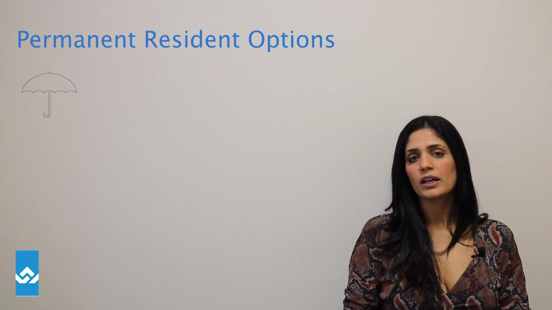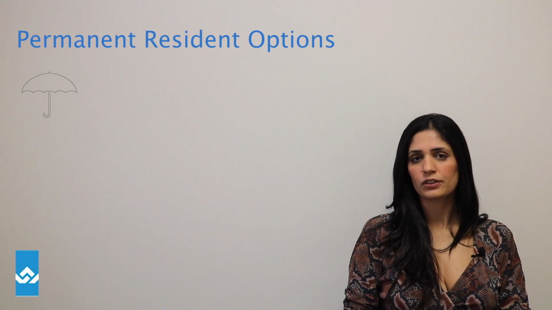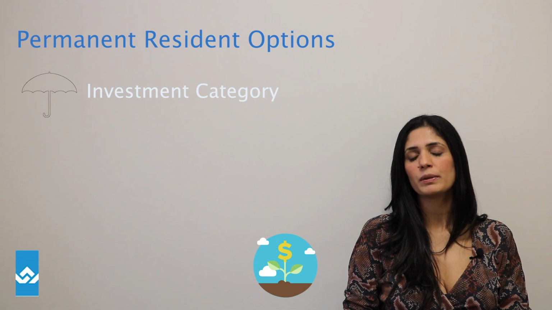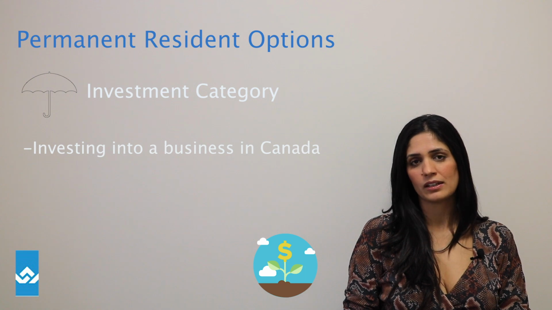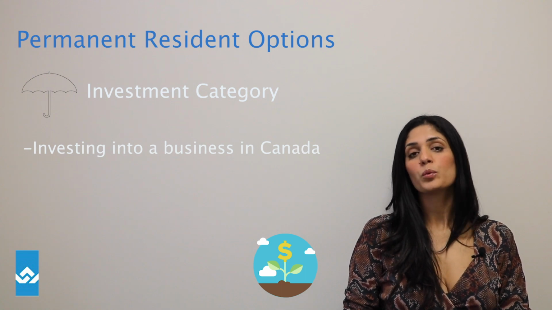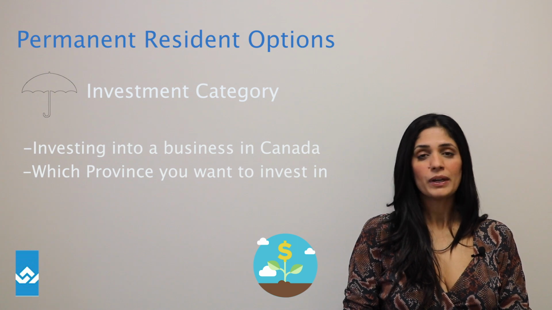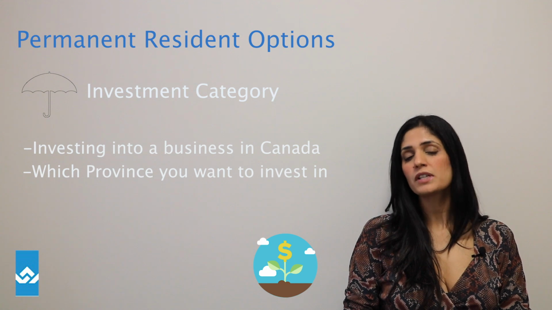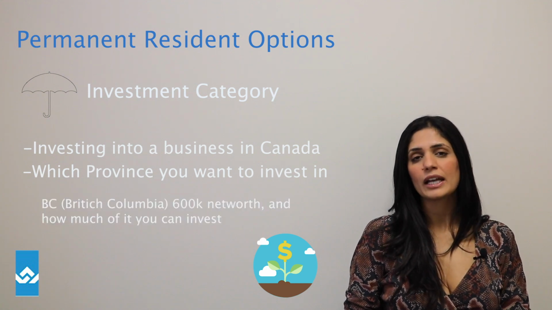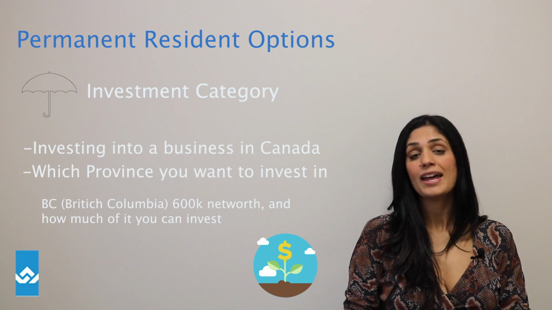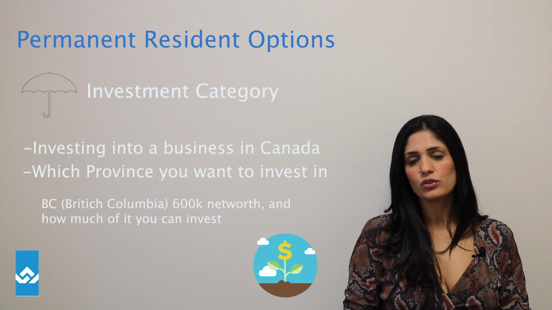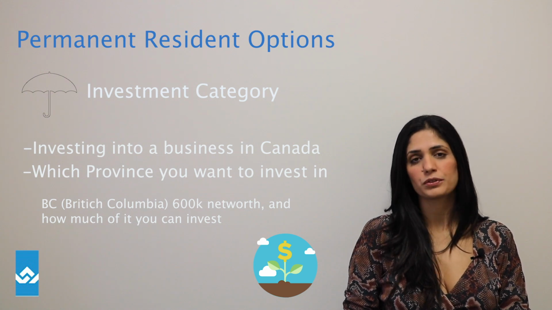The third big umbrella, and not a lot of clients qualify for this either, is the investment category. Now this too is subdivided into different categories, but just in a nutshell, it is about you investing into a business in Canada, and you need to look at which province you want to invest in. Depending on the province you choose, the requirements are different and the amount is different. So for example, BC, you're looking at about 600,000 net worth that they're looking for, and out of that they want to see how much you can invest. So depending on the province, the requirements differ as well.